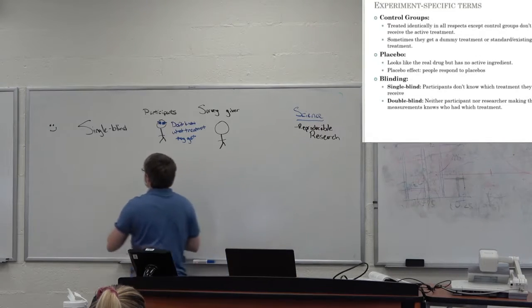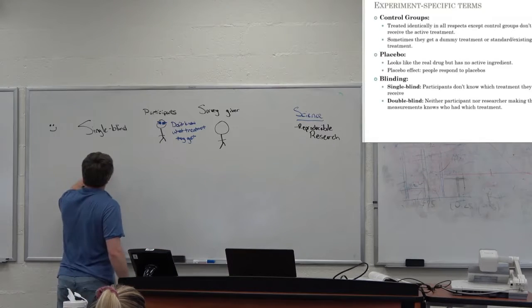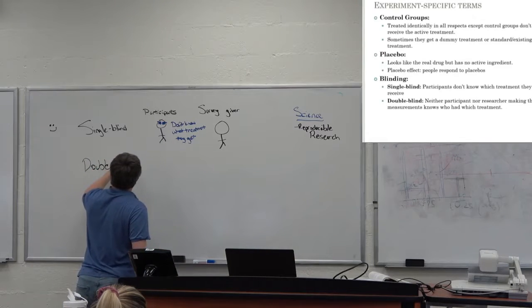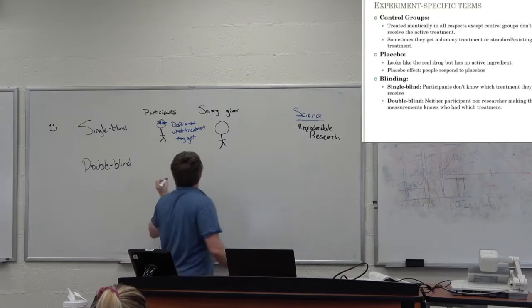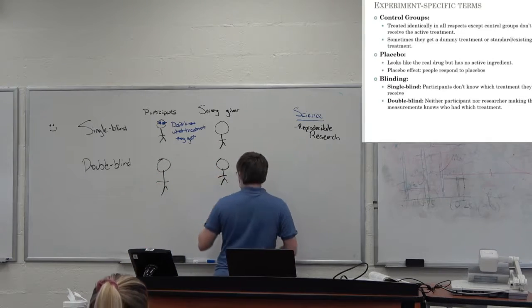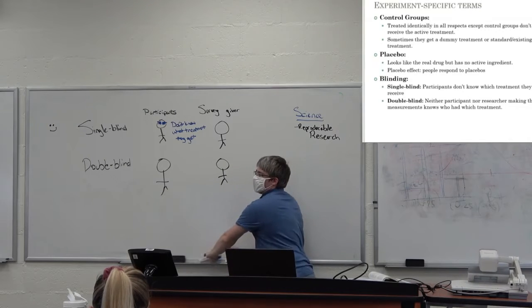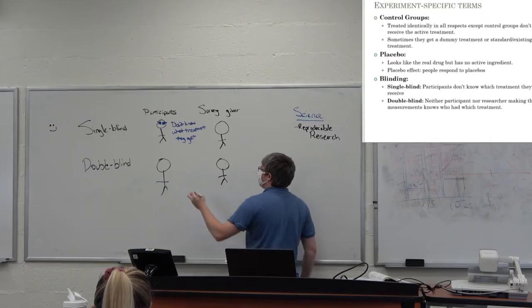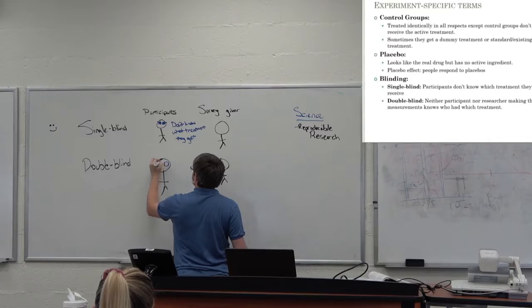In a double blind, this is pretty simple to understand if you can understand the single blind. Both people are blinded in this case. The practitioner doesn't know what treatment they give, and the participants don't know what treatment they get.